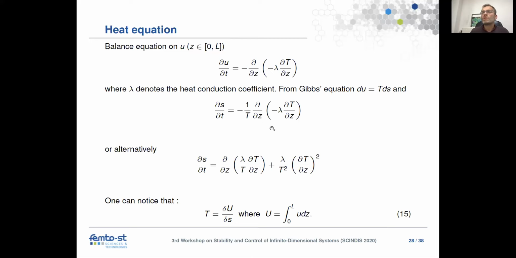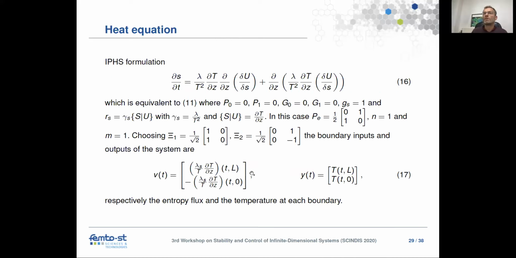And if you use an integration by parts, you can write this equation. And you can see that in this equation, you have an exact derivative of this term plus a positive term that is related to the irreversible entropy production. In this case, the total energy is the internal energy, and the variational derivative of this total energy is the co-state variable, which is the temperature. And again, it fits perfectly with the formulation we have proposed.